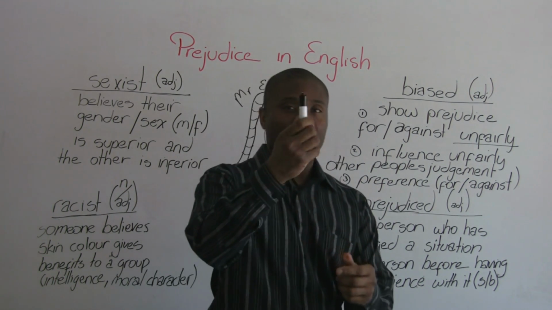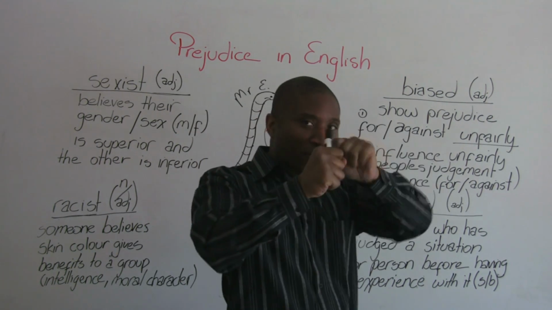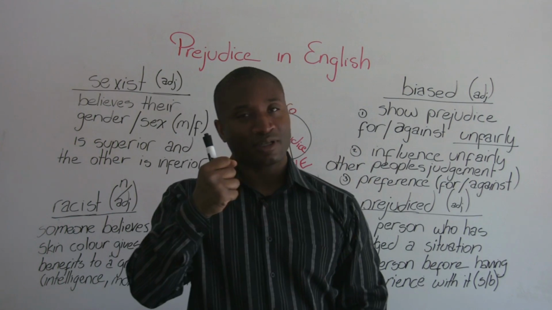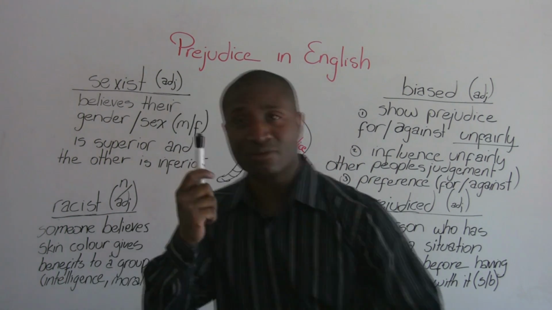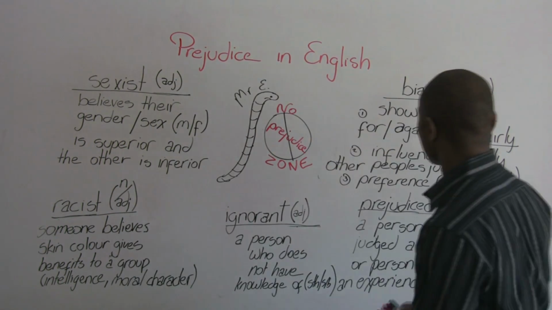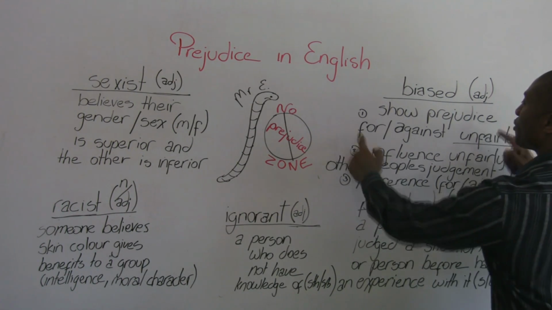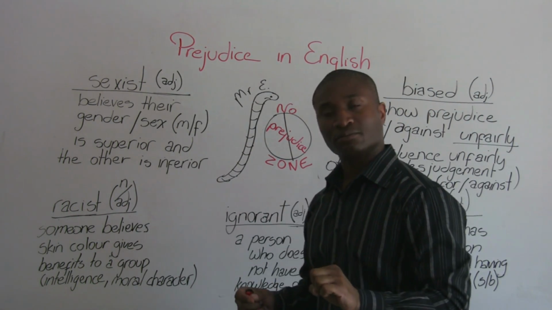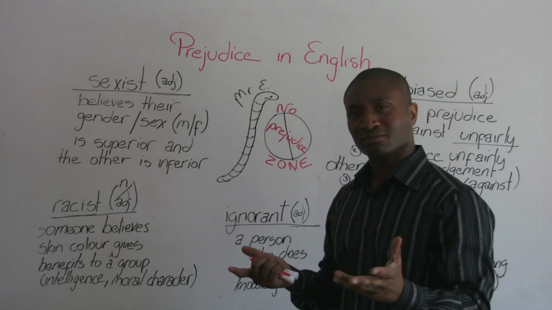So imagine holding a marker and you won't let it go, even if I need a red marker, I hold on to the black marker. That doesn't help you, right? Because you need red, but you only got black. And that's what happens here. It's when you show prejudice for or against something unfairly. I mean, it's not even fair.